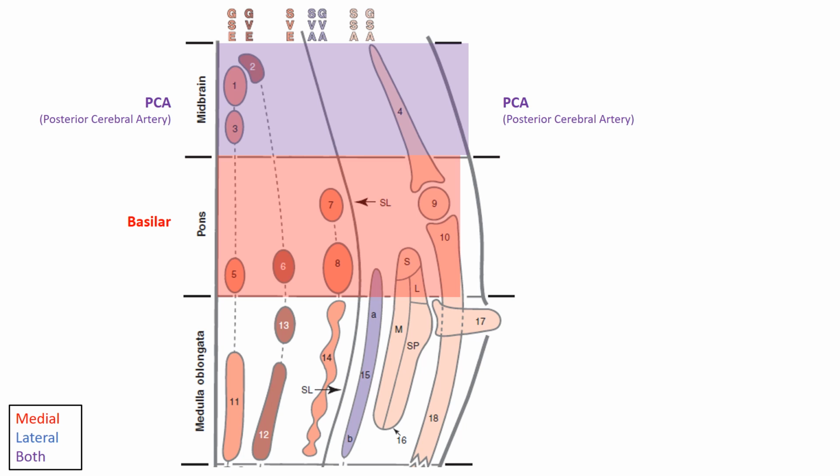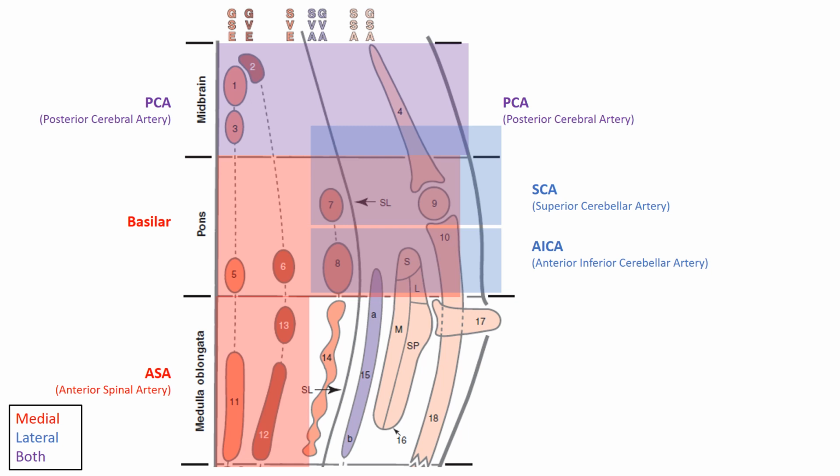The basilar artery is mostly medial, but it can extend long branches around the pons towards the lateral aspect, but I labeled it red to make it clear that it is coming from the medial portion. The superior cerebellar artery is lateral, and that will serve the rostral pons and maybe some of the midbrain. AICA will supply the caudal pons, caudal lateral pons. Anterior spinal artery is medial medulla, and PICA is the lateral medulla.